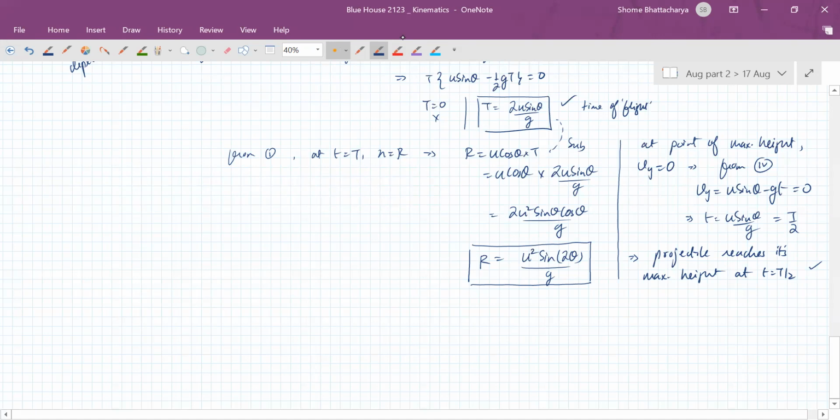So now we put this in equation 2 again. So y is equal to h at t equal to capital T by 2, which is u sine theta by g. So we have h is equal to u sine theta t minus half gt square. So that is t is again u sine theta by g.